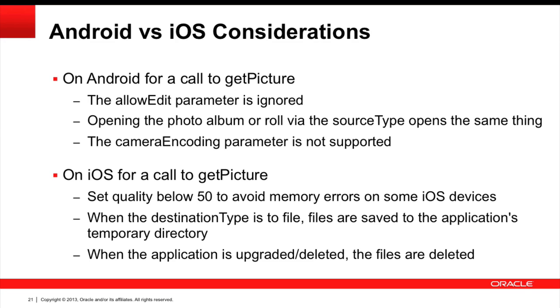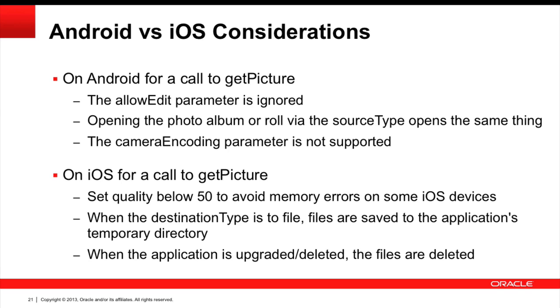On iOS, for a call to getPicture, one of the things you need to keep in mind is the quality. If you set it above 50, you may consume all the memory on the iOS device. In terms of the destination type parameter, unlike Android, which saves images into the actual photo album, in iOS the pictures are actually saved to the application, and it's very hard to share them between applications.